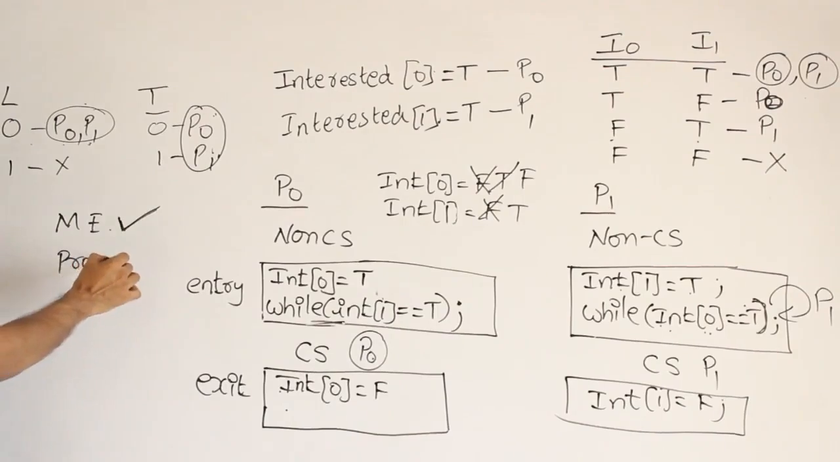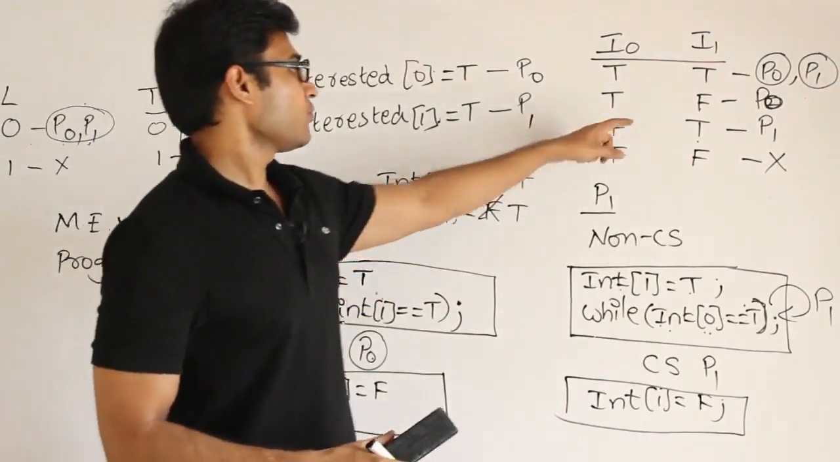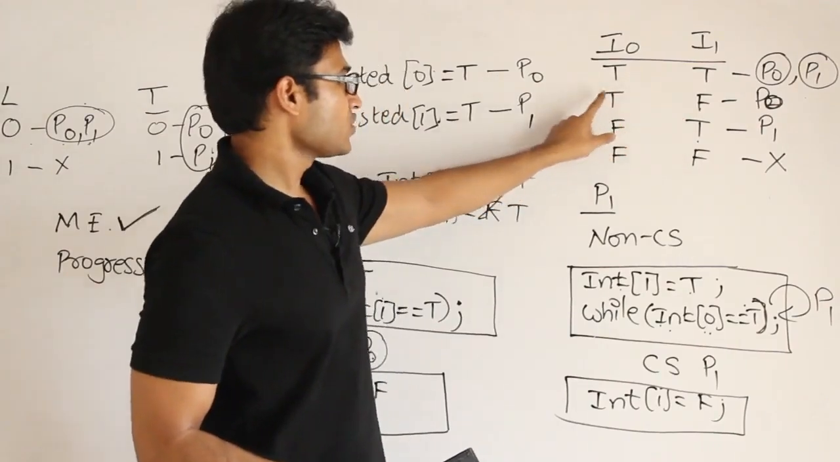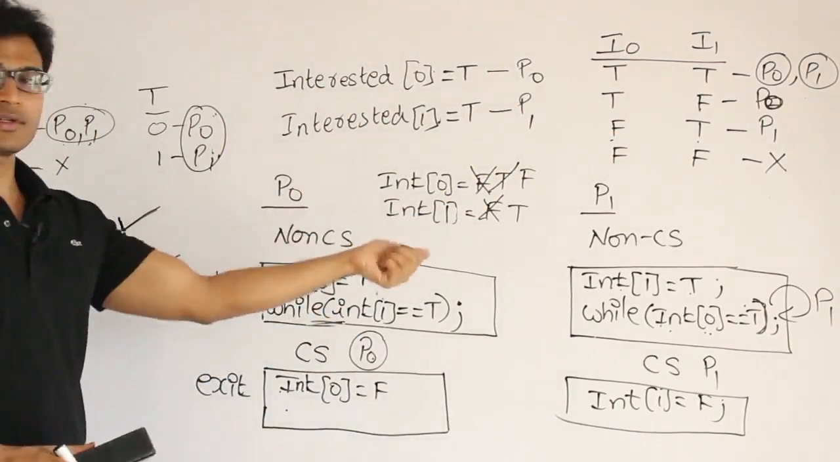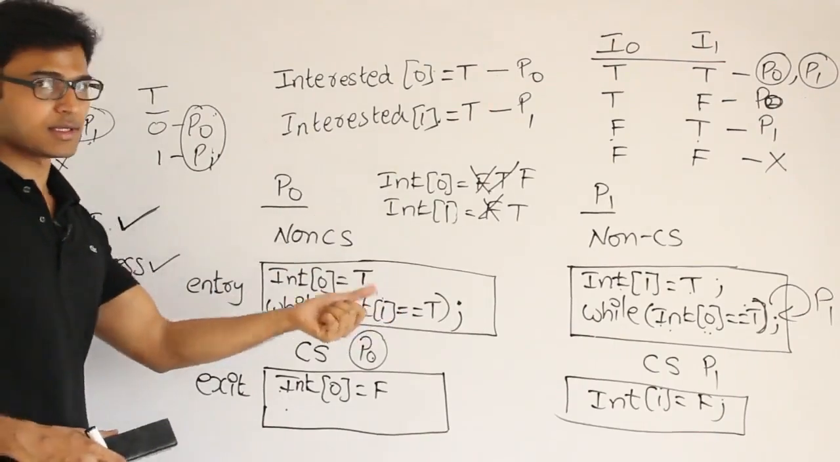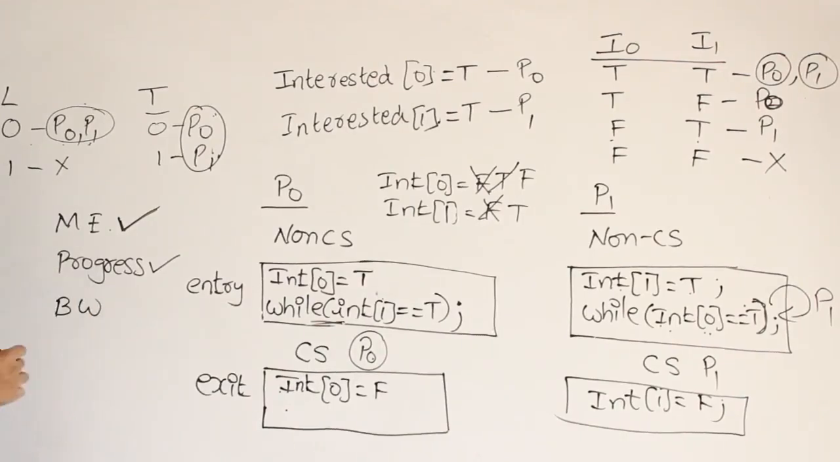And the next one is progress. Progress is guaranteed. The reason is, if one process is not interested, it can never stop the other process which is interested. Why? Because we are clearly checking if the other one is interested or not, isn't it? If the other one is not interested, it can never stop it. And then what about the next one? Bounded waiting. What is bounded waiting?